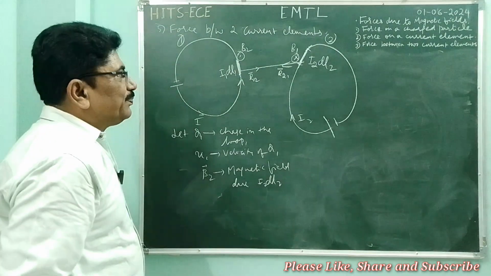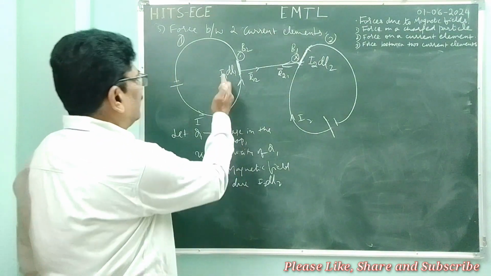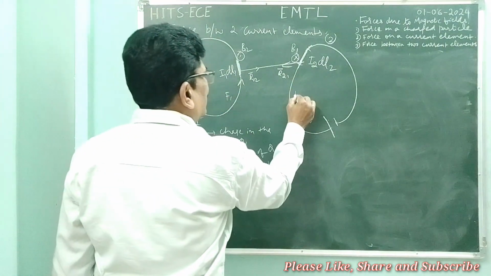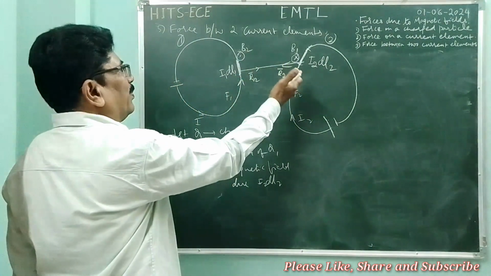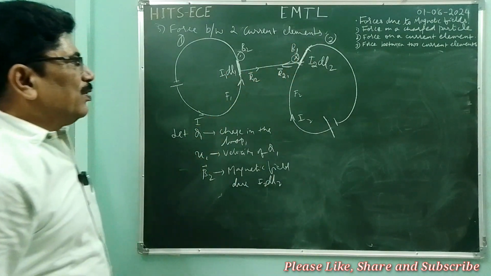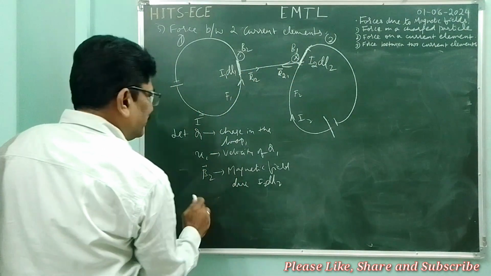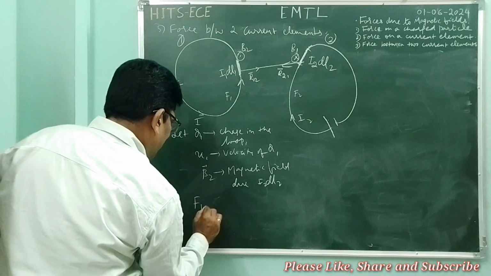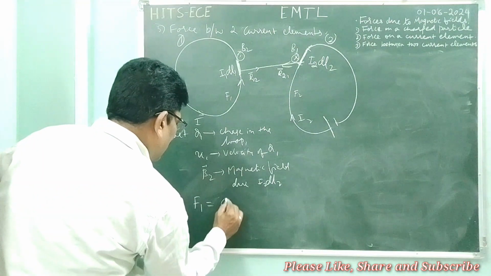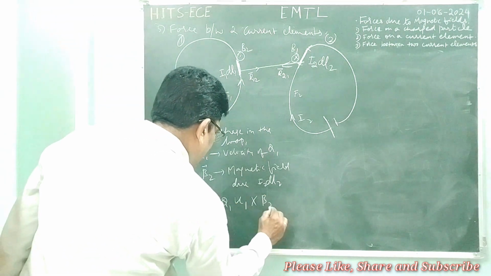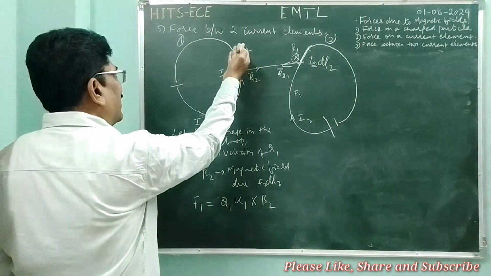What is F1? Let the force on this be F1, and let the force on this be F2. F1 is due to the magnetic field produced by I2 dL2. What is F1? F1 is equal to Q1 U1 cross B2. Why? Because the magnetic field here is B2.